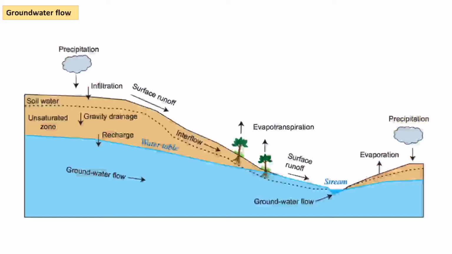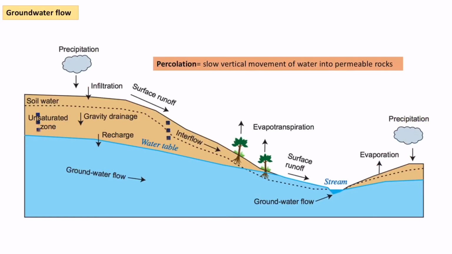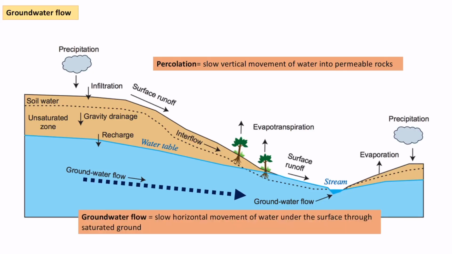Another key process we need to think about is groundwater flow. So when water infiltrates, when it starts to go deeper into the soil and goes into the permeable rocks below, we call that percolation. That's the really slow vertical movement into these permeable rocks. But when it gets into those permeable rocks, it moves in a horizontal fashion. And as you can see on the diagram here, it's moving towards that stream because of gravity. And that slow horizontal movement through the saturated ground is what we call groundwater flow.